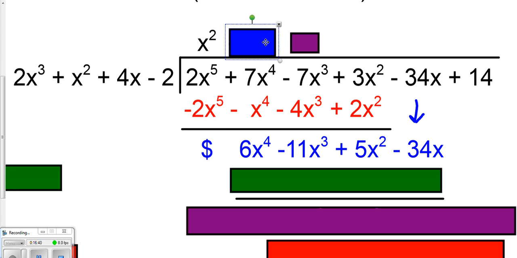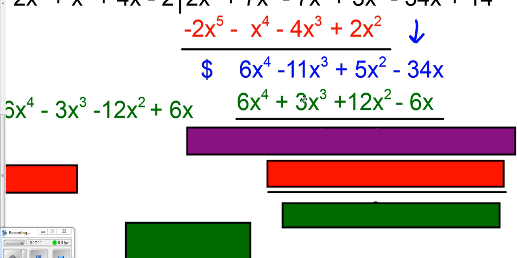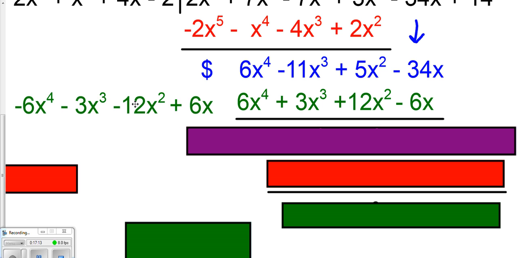Well, that's going to go in 3x number of times. 3x times each one of these will give me my next polynomial on bottom. And again, the reason I'm using 3x is because 3x times 2x cubed is what's going to become exactly 6x to the fourth. Now again, because I'm subtracting this on bottom from this on top, I don't want to use this version of them. I want the opposite of each one. So I want to make sure I have the opposite of each one over here.